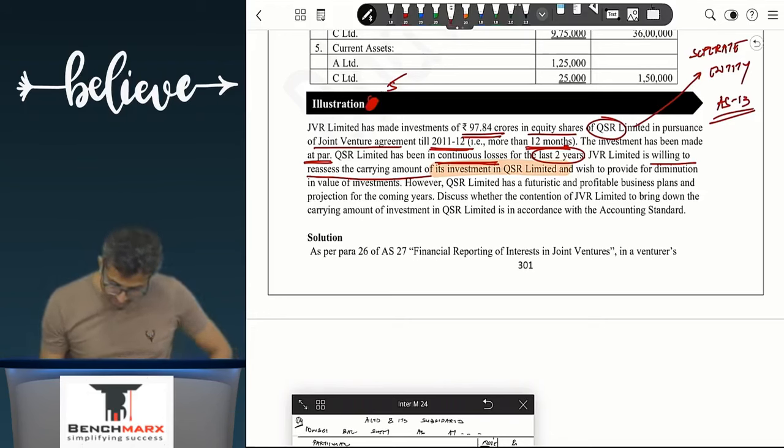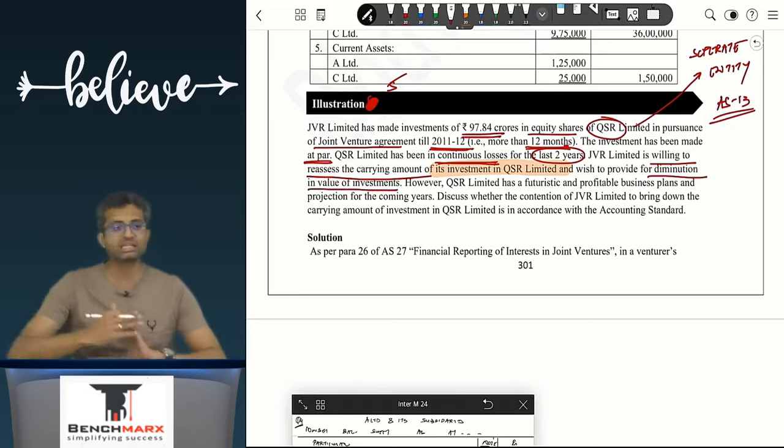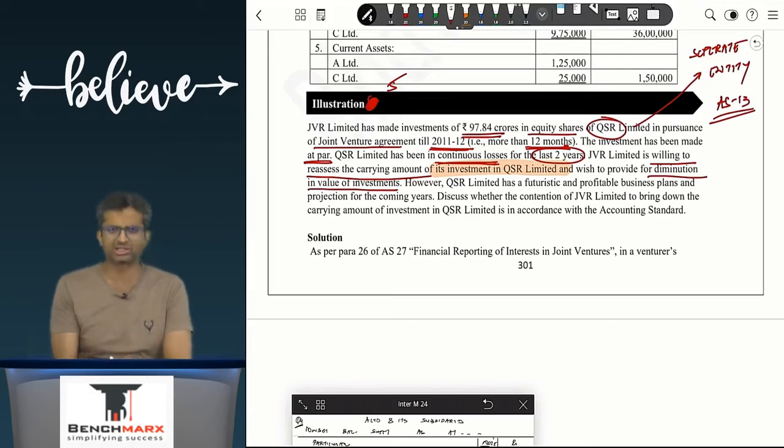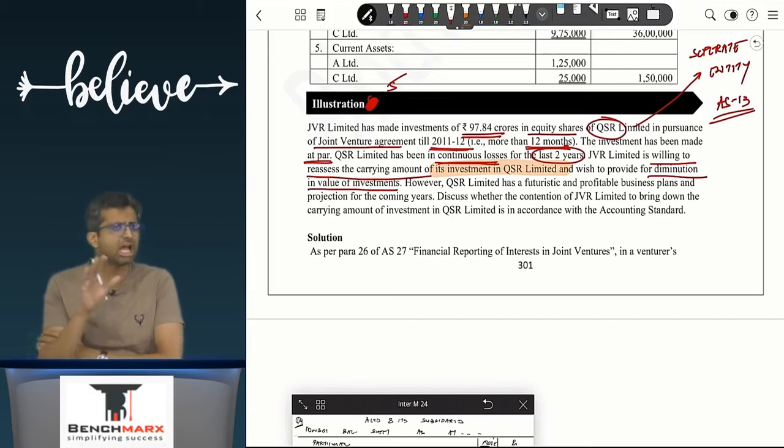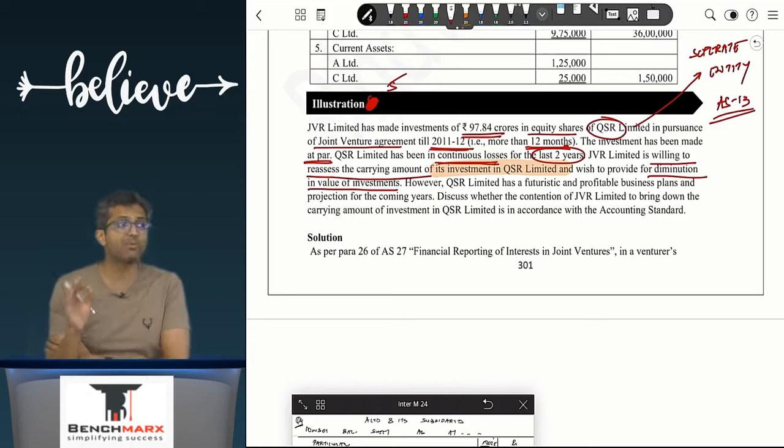And wishes to provide for diminution in value of investment. Diminution is decrease in value of investments. If you have not done AS 13, you will study that long term investments will be shown at cost less permanent decrease in value. Emphasis on the word permanent. Mere day-to-day changes in market value are not called permanent decreases in value.